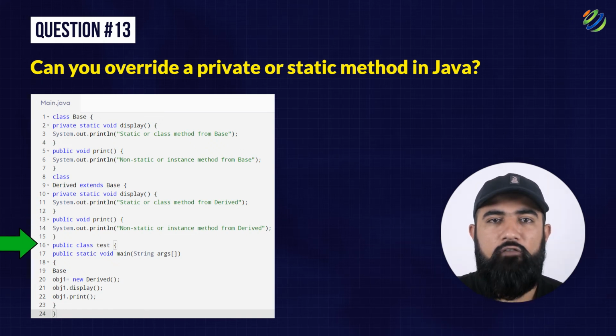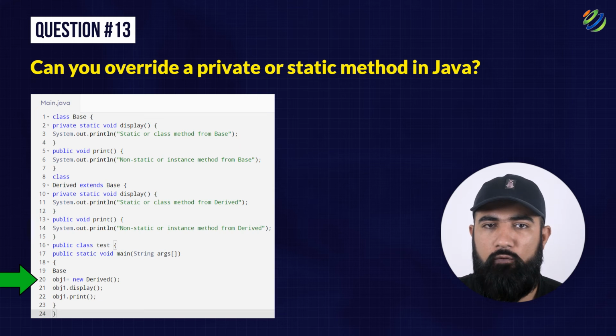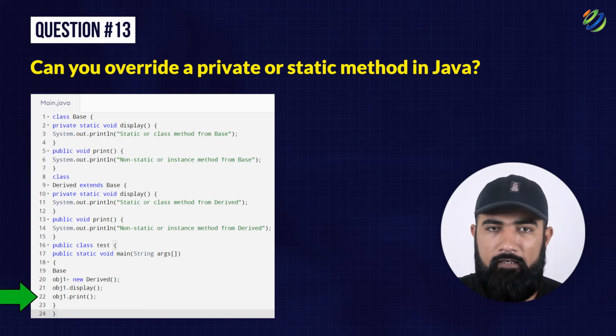And again we have a class, public class test, and in that we are calling our main. In main we are creating the object as obj1 equals new derived. And then we are calling our display and our print method that we had declared earlier.